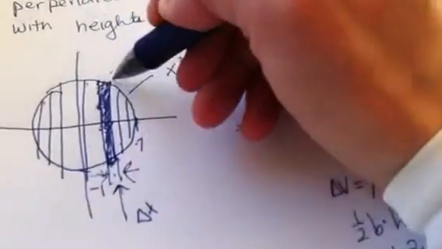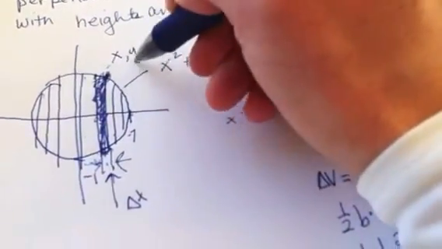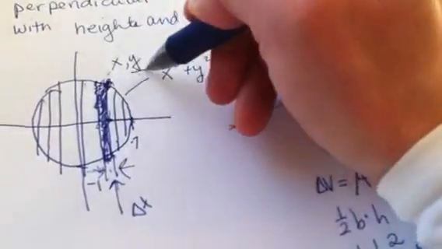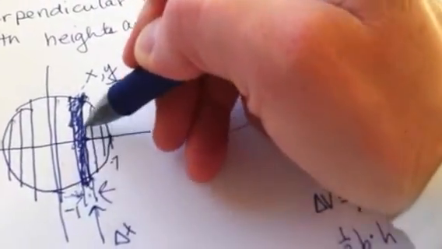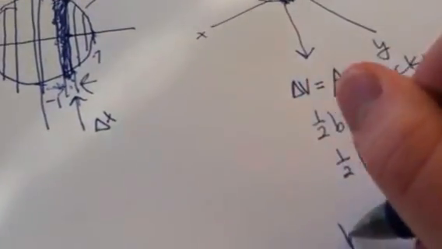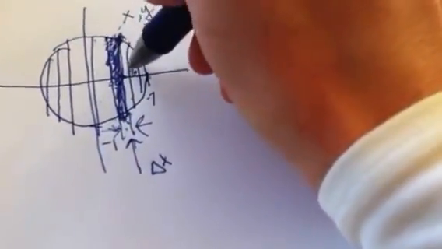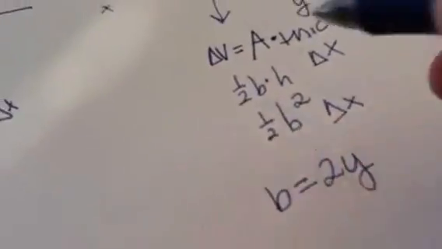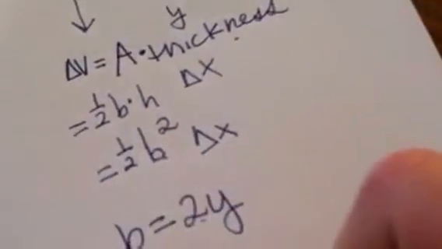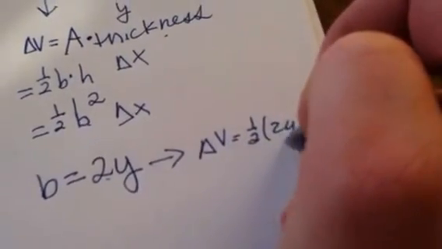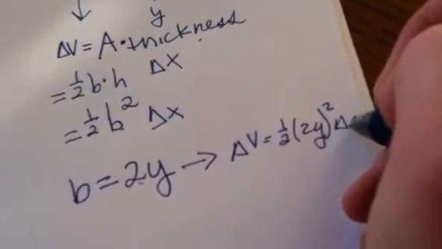Now over here, this point has an x, y value. The height from the x-axis up to the circle is your y value, and that happens to be half of the base of this triangle. So we can say the base is equal to 2y, because half of that base is equal to y. Plugging this in, given b is equal to 2y, delta v is equal to 1/2 times (2y) squared delta x.